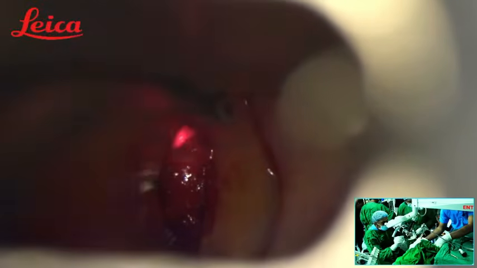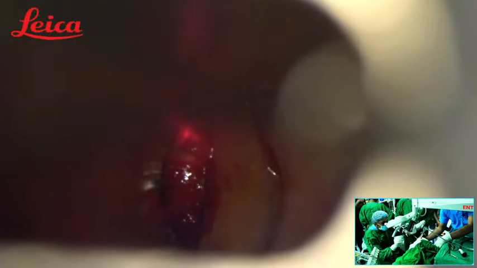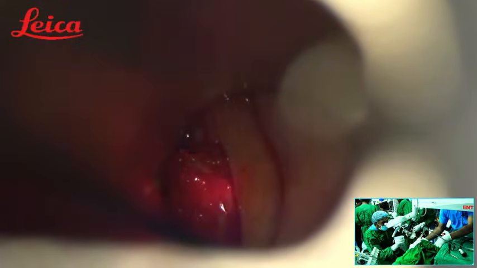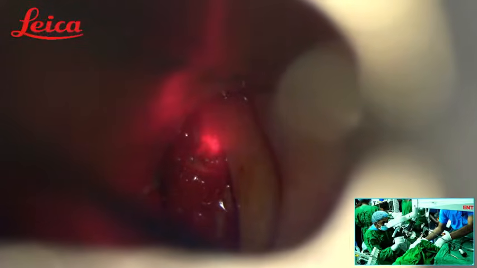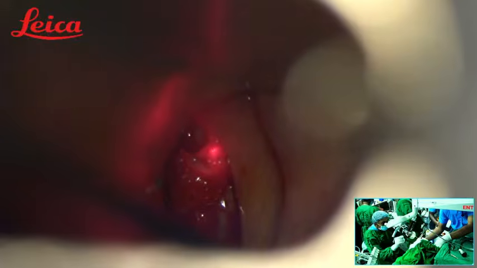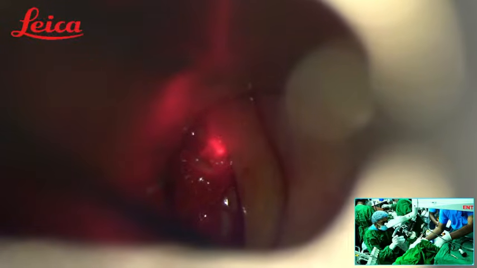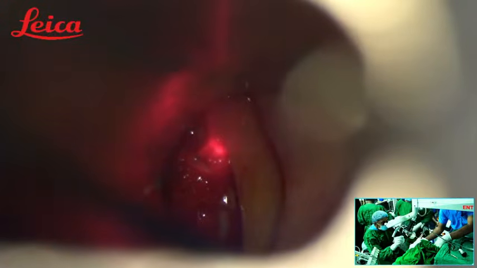Butcher's forceps. Okay, a little pressure. Change the angle.